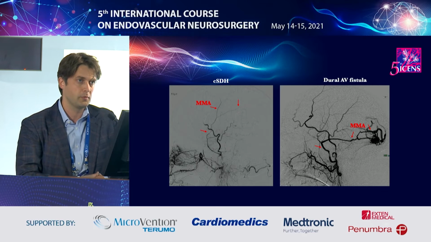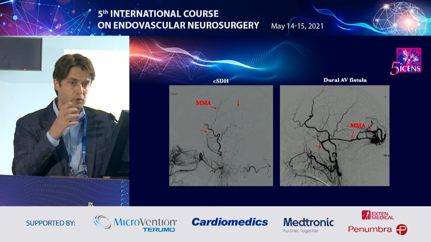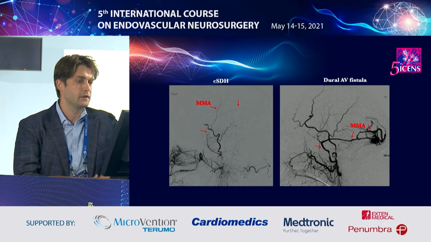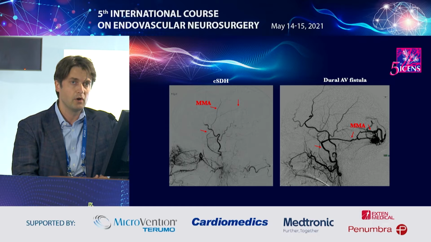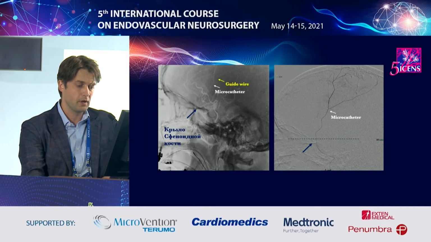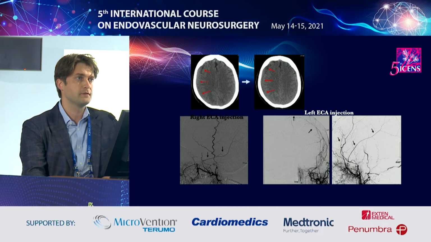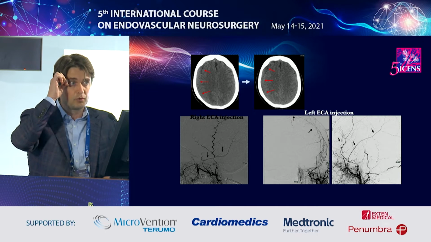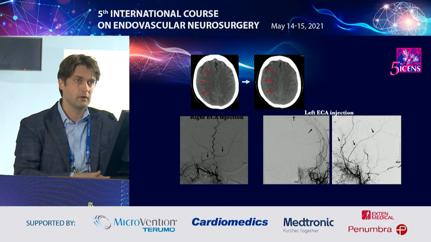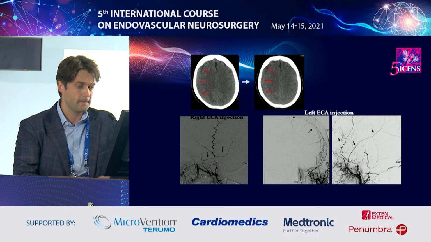And if we compare that to fistulae that have anatomical widening due to blood flow of the meningeal arteries, as for subdural hematoma, the lesions are very, very small. On the side of the hematoma, we don't see any branches of the middle cerebral artery.